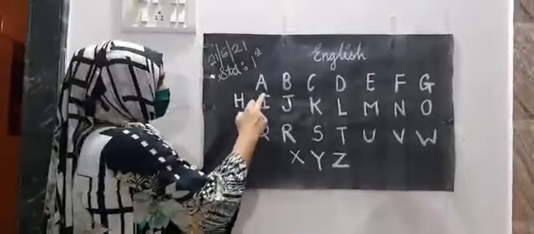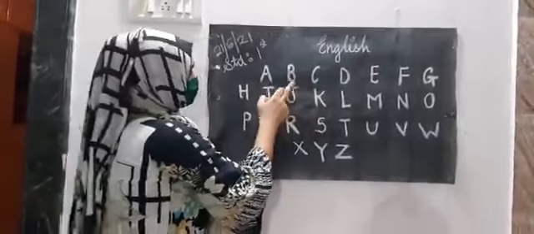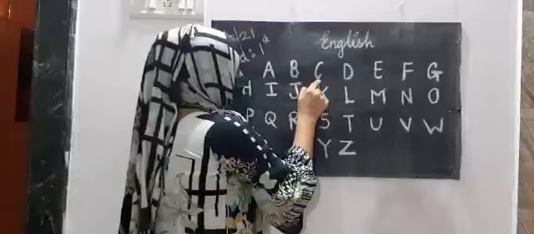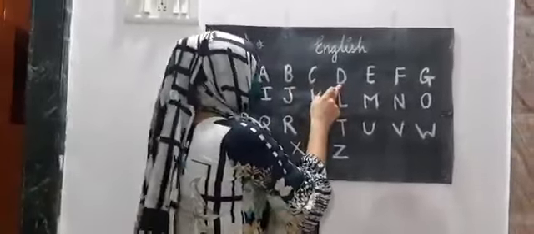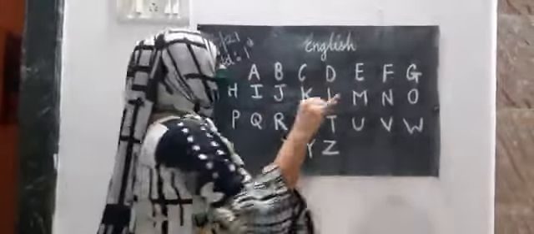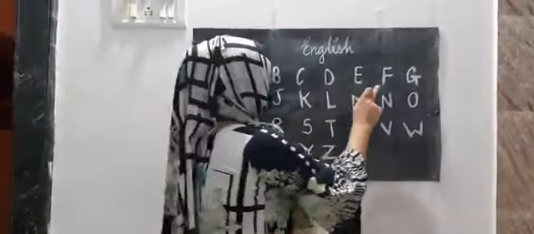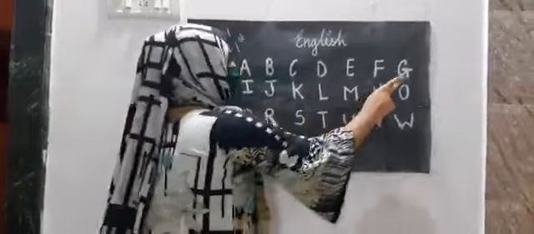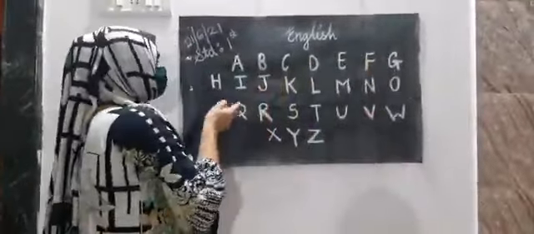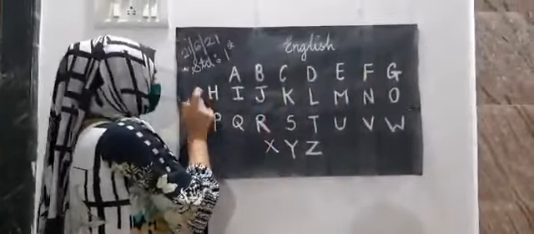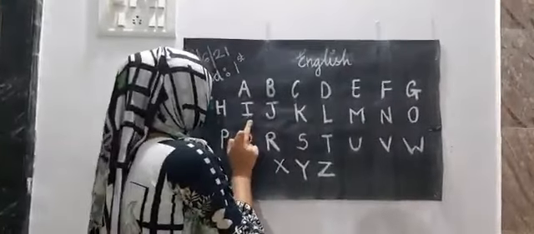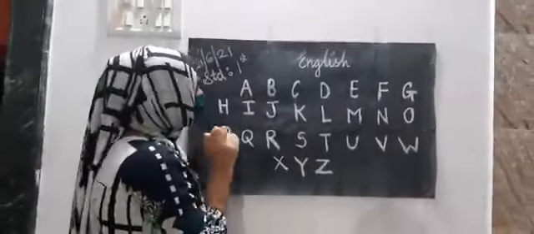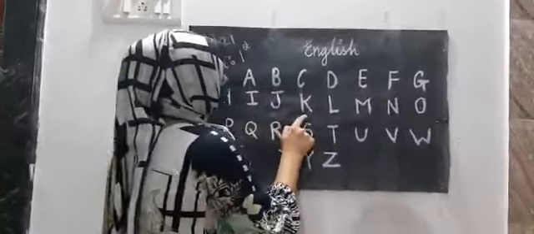So this is capital A. This is capital B. This one is capital C. Next is capital D. Next is capital E. After E, which letter? F. After F, G. G after what? H. H after I. I after J. J after K. After K, which letter?